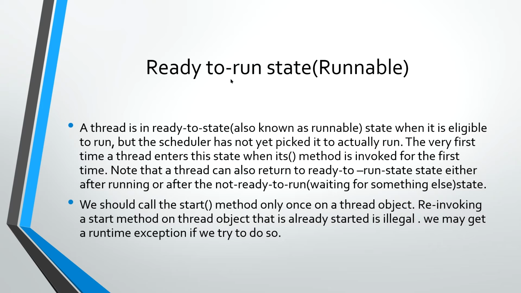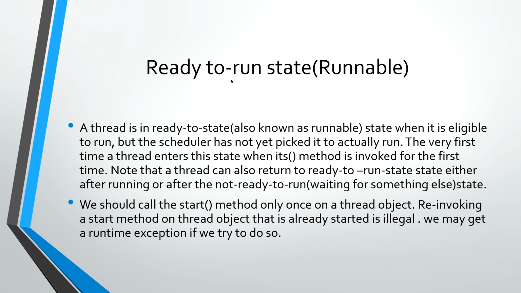So, ready to run state. This is known as runnable. A thread in the ready to run state, also known as the runnable state, is eligible to run, but the scheduler has not yet picked it to actually run. The very first time a thread enters this state is when its start method is invoked for the first time. Note that a thread can also return to the ready to run state either after running or after the not ready to run, waiting for something else state.